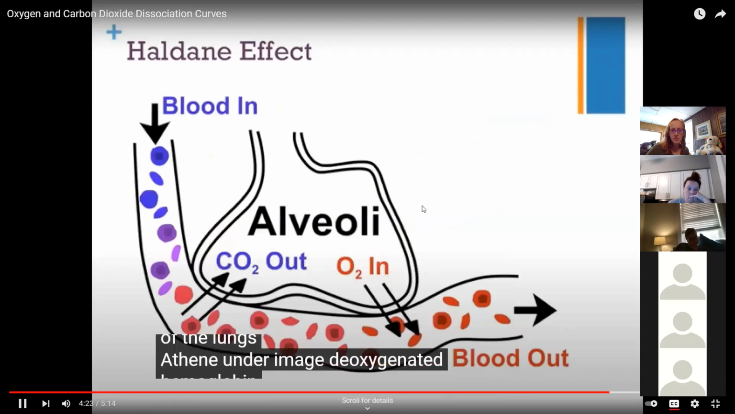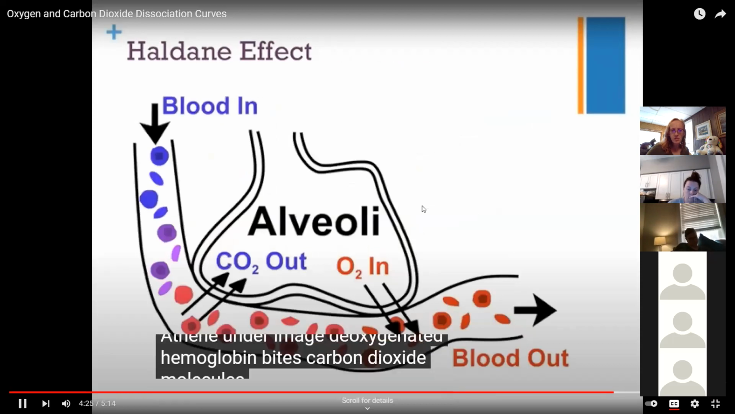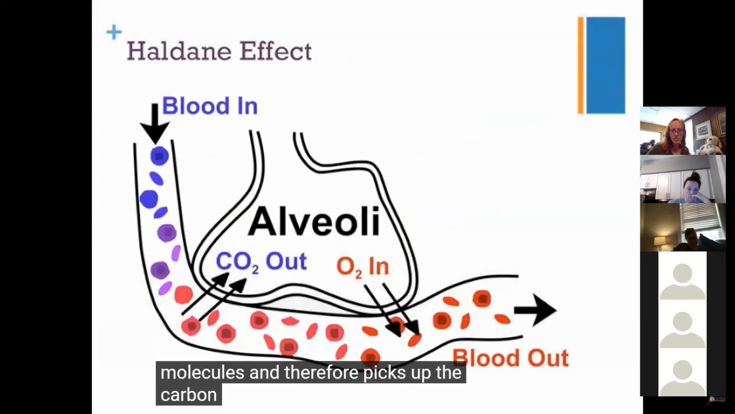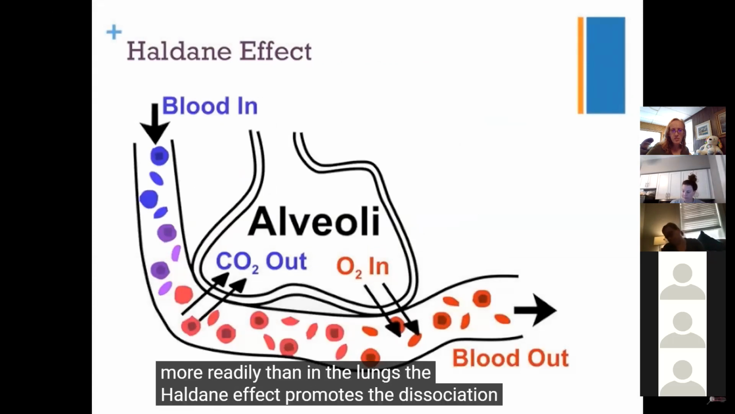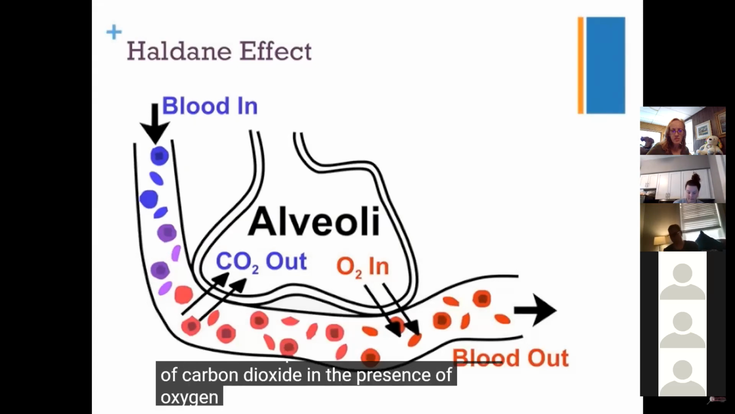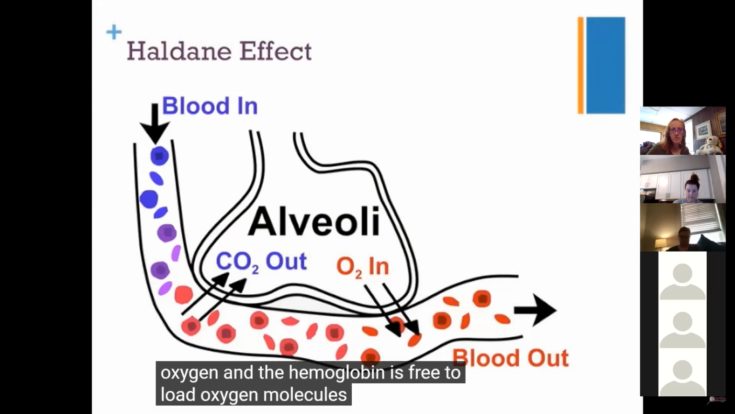As seen in the image, deoxygenated hemoglobin binds carbon dioxide molecules and therefore picks up the carbon dioxide molecules in the tissues more readily. Then in the lungs, the Haldane effect promotes the dissociation of carbon dioxide in the presence of oxygen, and the hemoglobin is free to load oxygen molecules.